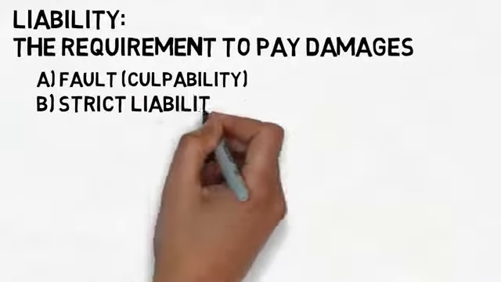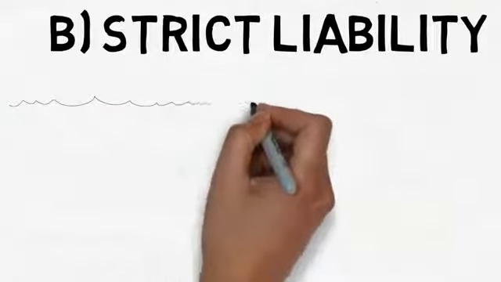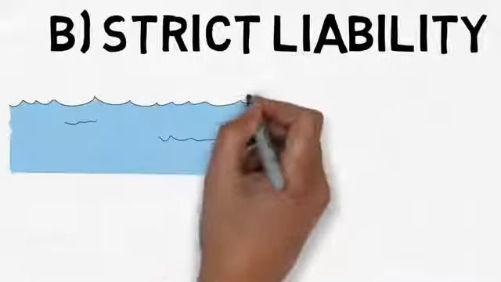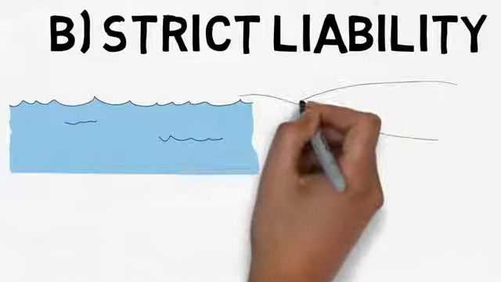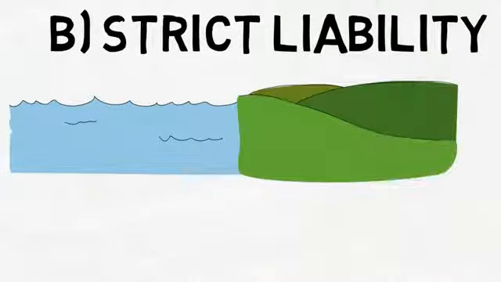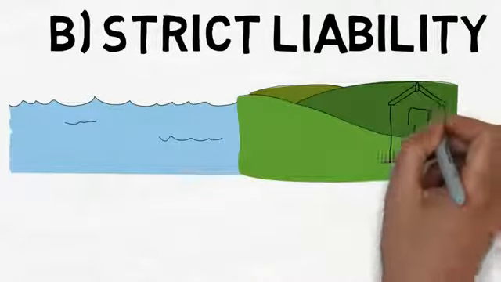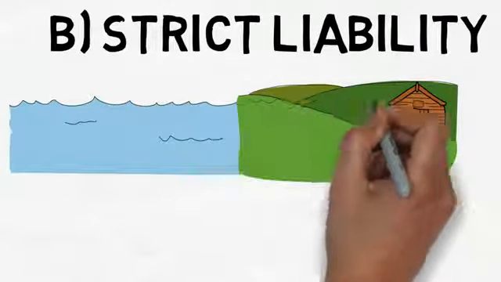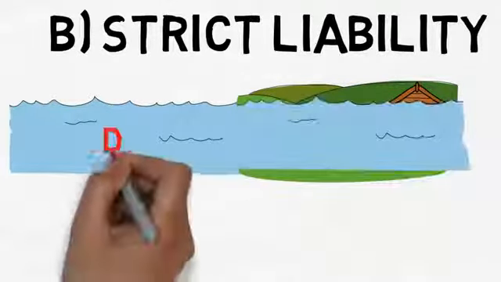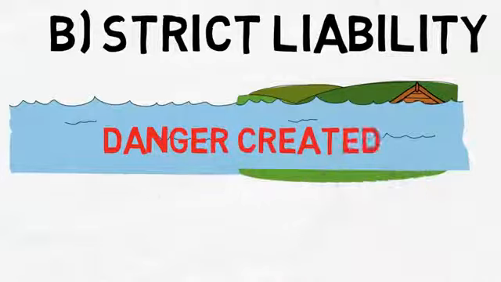Second, we have strict liability. We can look at one of our examples from the textbook for this one. There's a man named Rylands who had a reservoir. Next to his reservoir lived a man named Fletcher, and on his property, he had a mine. Rylands' reservoir started leaking water into Fletcher's mine, thus ruining the mine and creating a danger, making him liable.